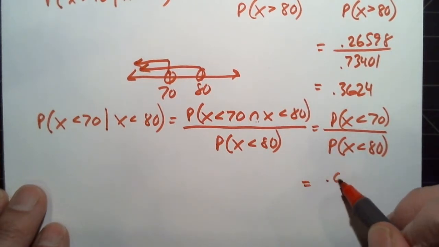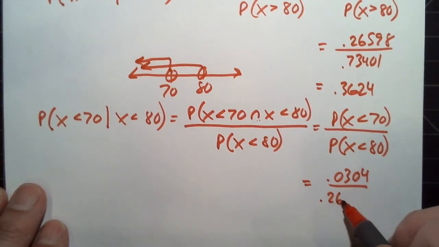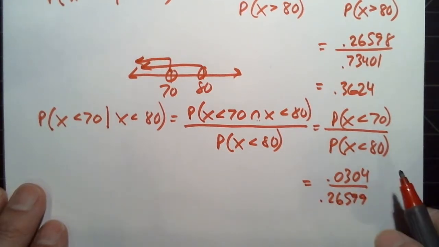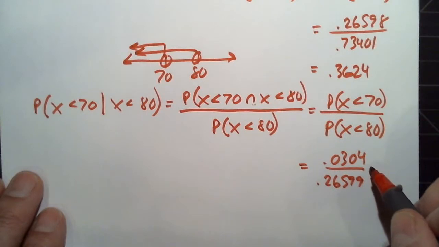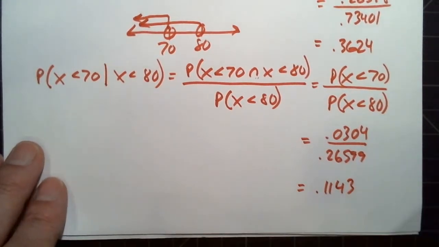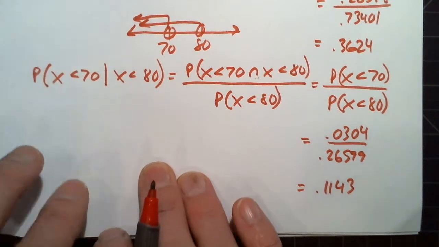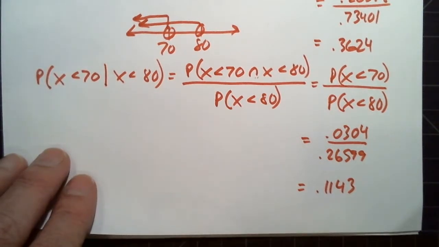So here we have 0.0304 over 0.26599, and we get 0.1143. All right, and there's only one more concept we need to know, and that is inverse norm.